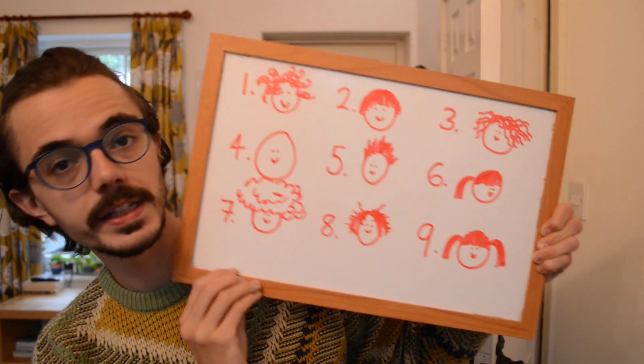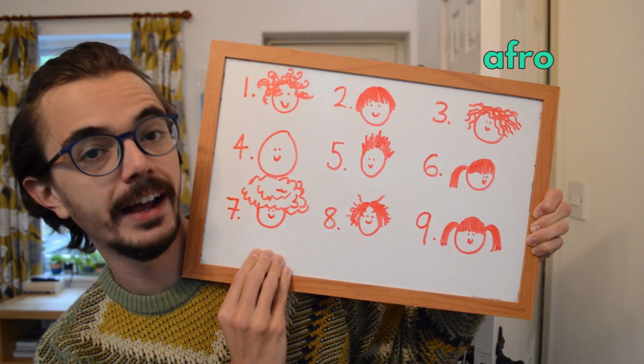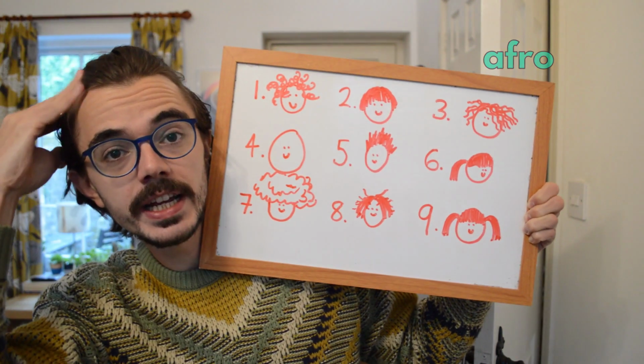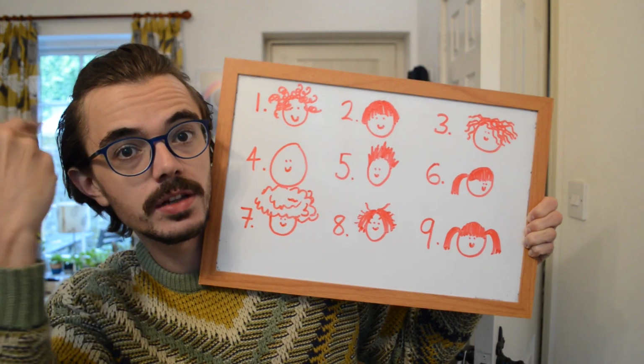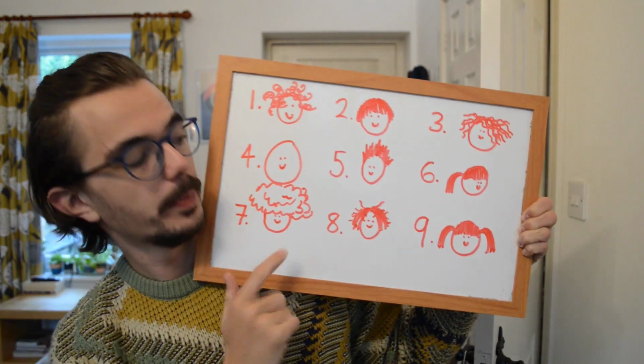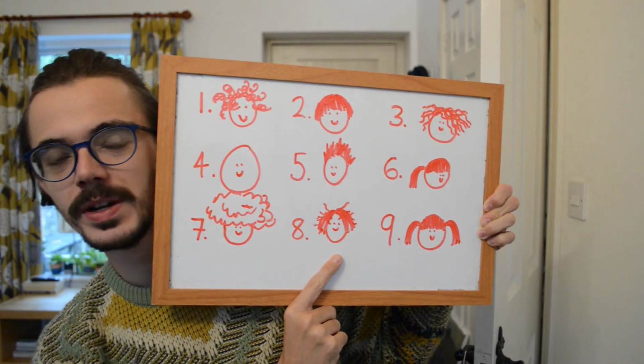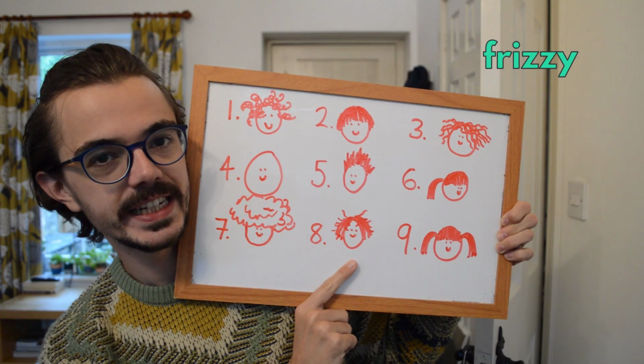So number 7, this person has an afro. An afro, so this is where your hair is large over your head and it's very, very curly, has lots of tight curls and comes up. It's an afro. Number 8, this was the most difficult one to draw, is frizzy.